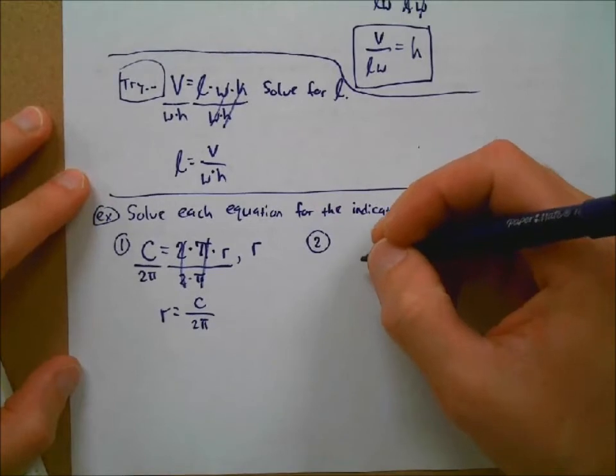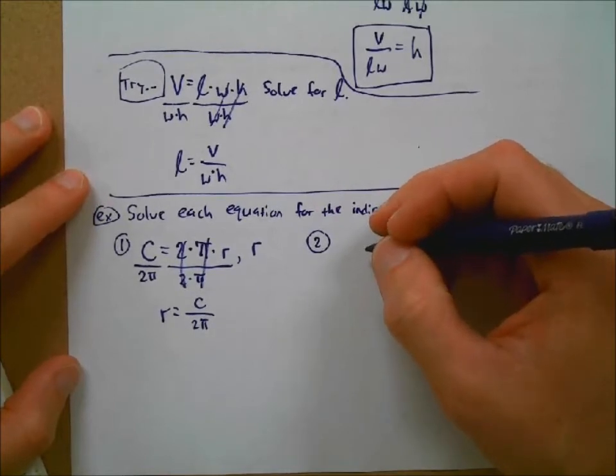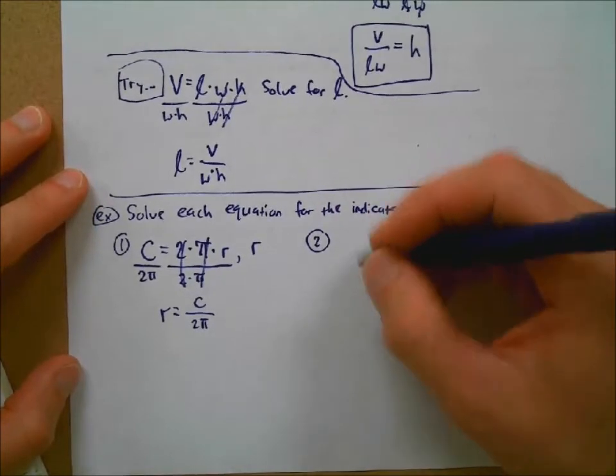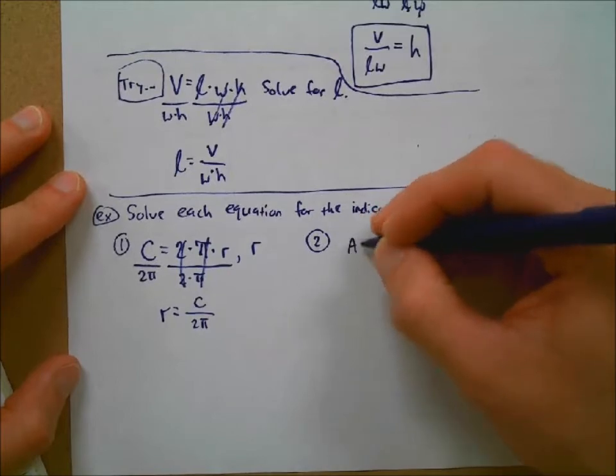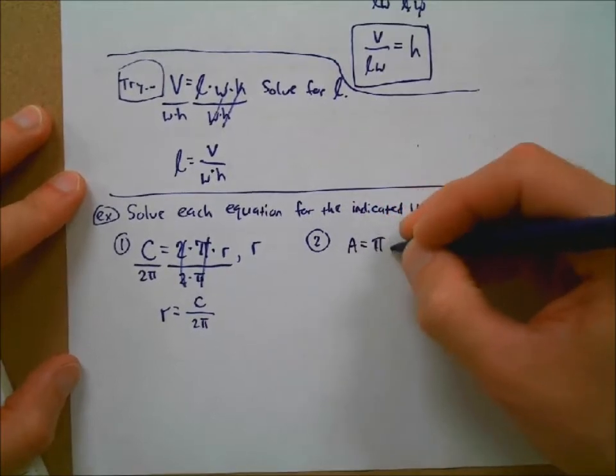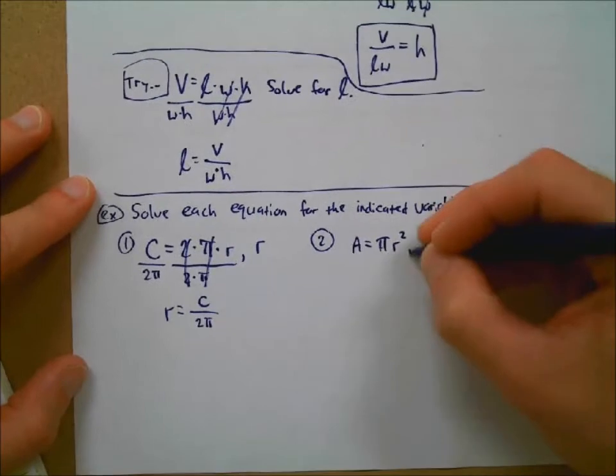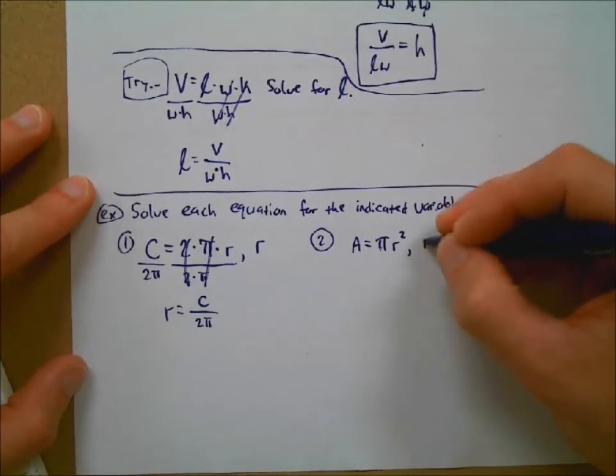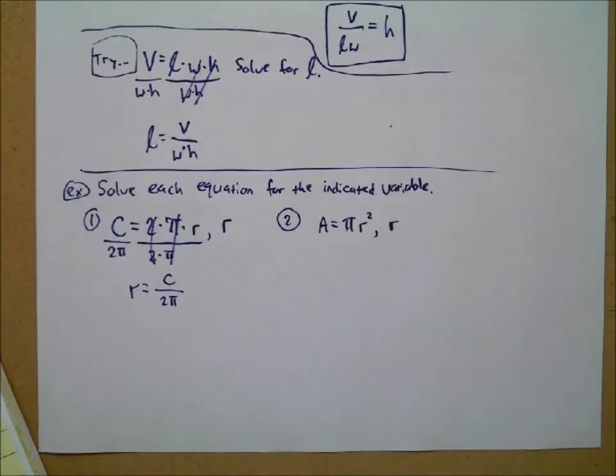Let's see here. All right, this one might be a little bit funky, but we'll see. Because I'm going to throw in a square here, and I'm not sure if we're comfortable with squares, but we'll give it a try. A equals pi times r squared, and we want to solve for r. We want to get the r by itself.